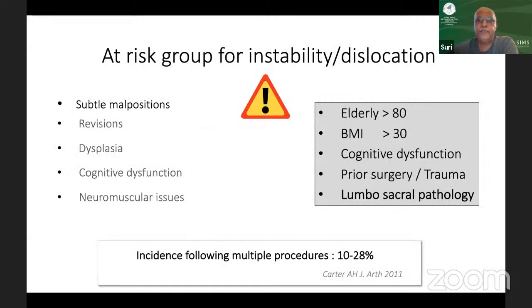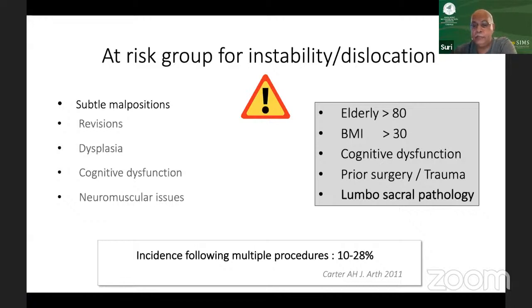It helps subsequently. So what forms the at-risk group for instability or dislocation? We know it well. Subtle malpositions, revisions where there's bone loss, where you're reconstructing the columns and pillars, dysplasias, cognitive dysfunction where the patient doesn't know they go through the extremes of movement, or neuromuscular issues where you don't have the support of muscular tone. There has been some discussion about whether the elderly or high BMIs fall into this, but the jury is still not out. It is not very clear. The new aspect which we discussed is the fixed lumbosacral junctions. I think this is another group which we need to look at and which may warrant the need for this.